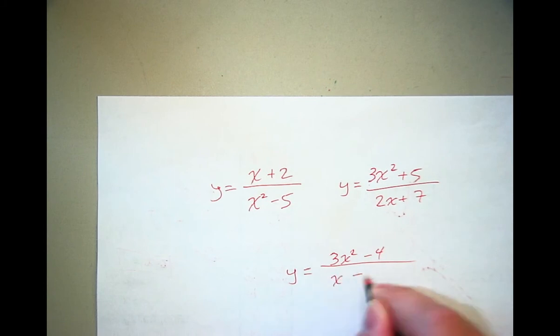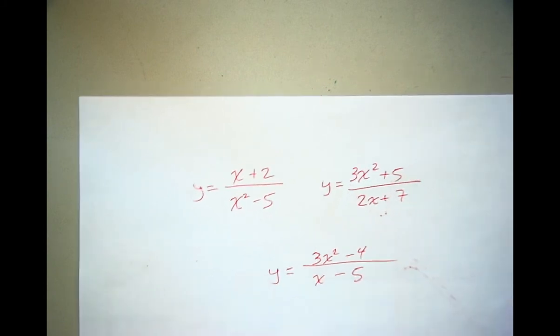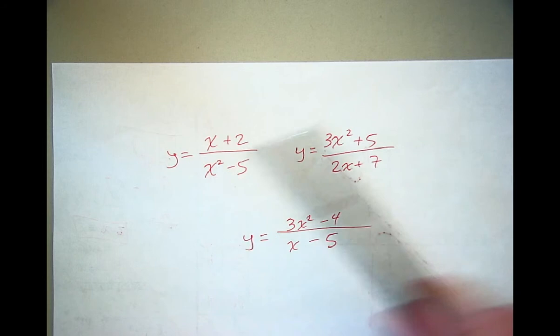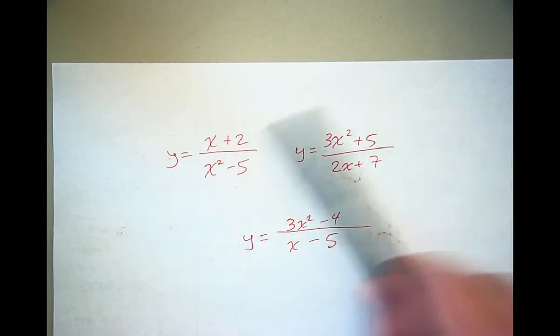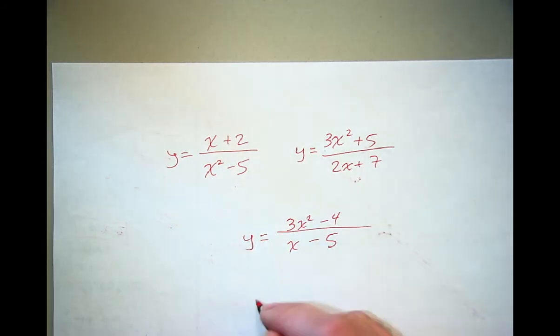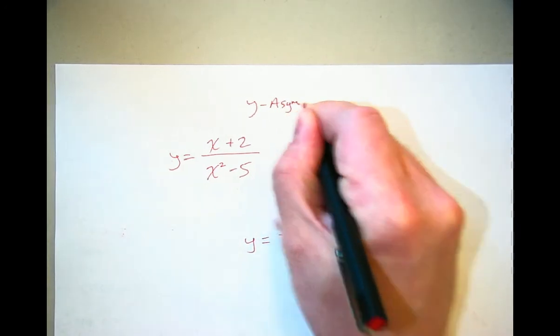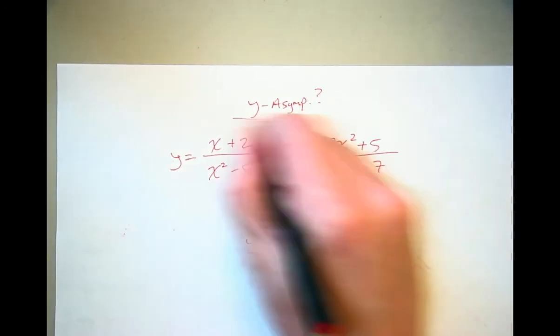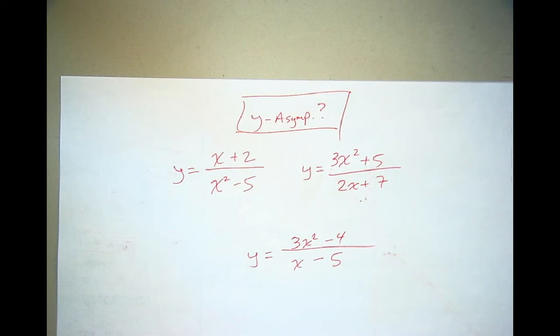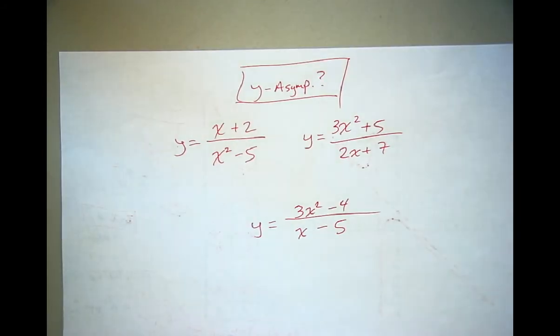x minus 5. Okay? I want to know what the horizontal asymptotes, your y asymptotes, are for each of these, based on what we talked about yesterday. What are your y asymptotes for each of those? Okay, figure them out with your groupie. Those of you struggling, really quick, what are we comparing to begin with?